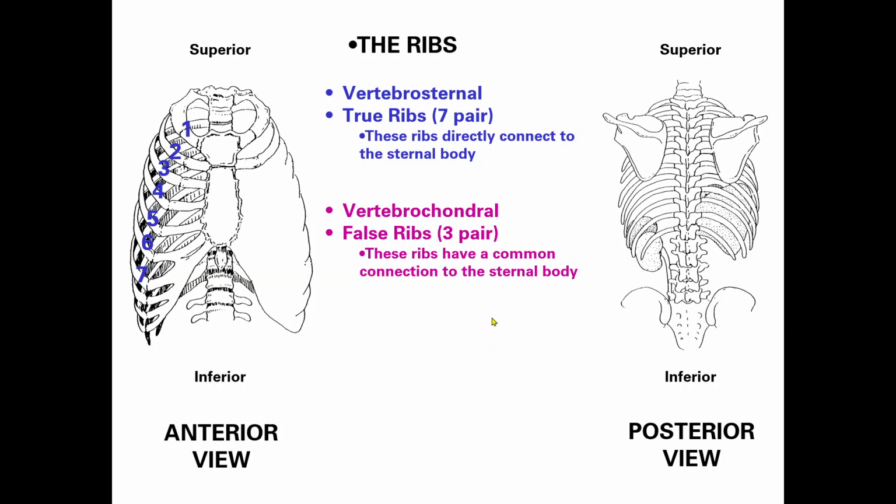And then we have the vertebral chondral, which are also called false ribs. And there's 3 pair, and these ribs have a common connection to the sternal body. So you can see here, they come up, this is all cartilage, and they come together and then attach to the sternal body. So there's 3 of those. And then we have the floating ribs, which you can see best on the posterior view. There's 2 pair. These ribs have no connection to the sternum, and they protect the kidneys. So you can see your kidney here, and you have 2 floating ribs.